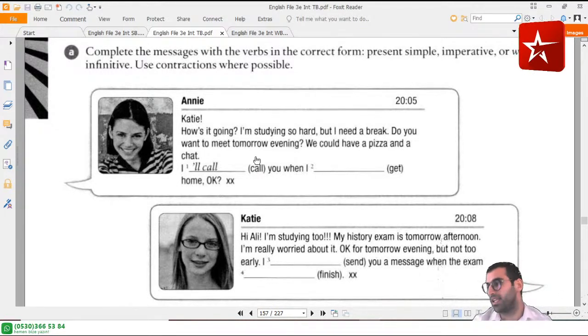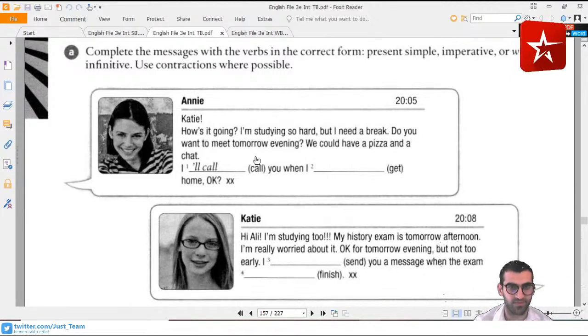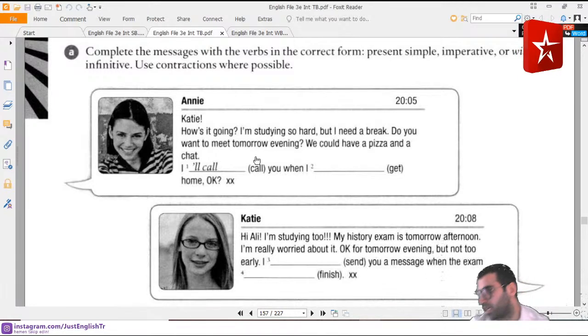Okay. So Annie texts Katie. Hi Katie, how's it going? I'm studying so hard, but I need a break. Do you wanna meet tomorrow evening? We could have a pizza and a chat. So I'll call you when what? All right. For this one, what should I write here? For this sentence, what should I write?